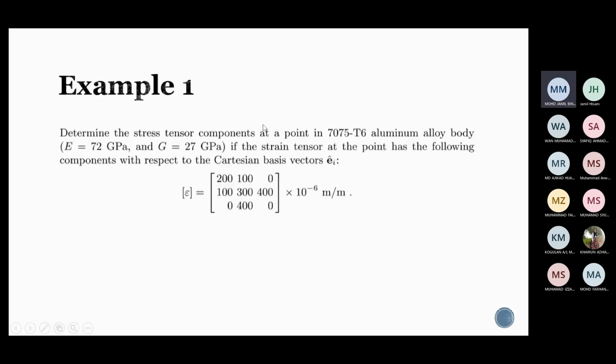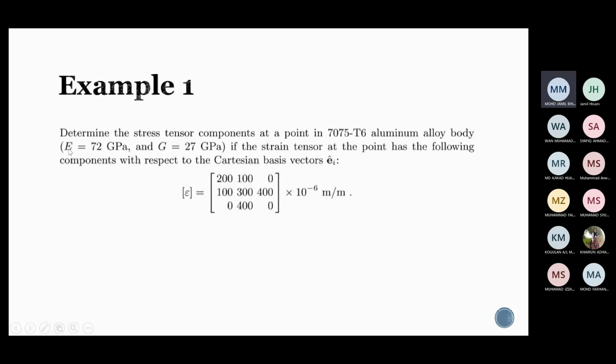Now let's look at an example. Example 1: determine the stress tensor components at a point in 7075 T6 aluminum alloy. This aluminum has E 72 gigapascal and shear modulus 27 gigapascal, if the strain tensor at the point has the following components. So this is your strain tensor.